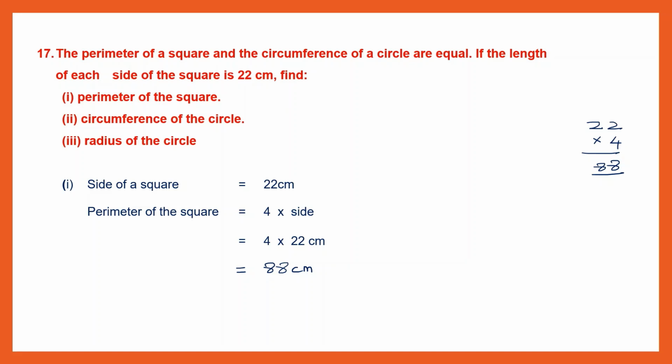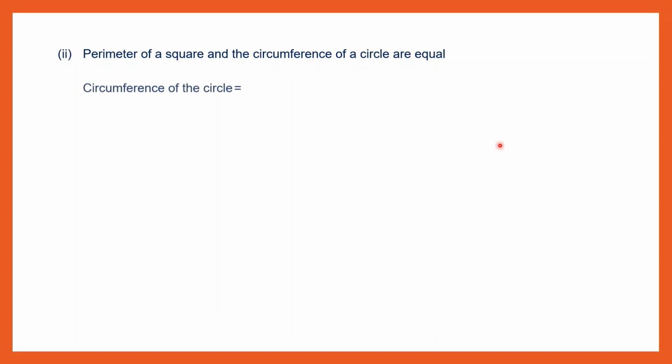So now that we have the perimeter, we can go on to the next question. Now we'll move on to the second question. And what is given to us is this: perimeter of a square and the circumference of a circle are equal. Okay. And now we've been asked to find the circumference of the circle. We've already found the perimeter. So perimeter of the square and circumference of the circle are equal. So the circumference is 88 centimeters.